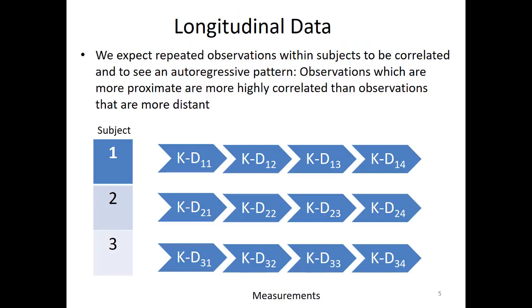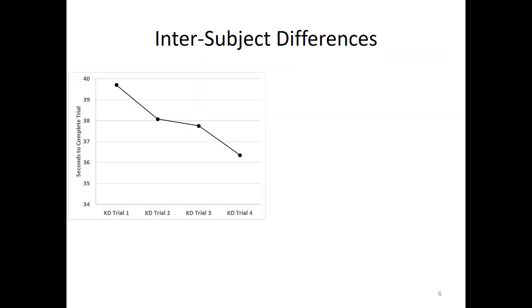Graphically, the analysis would look something like this. We have 3 subjects here. Each was measured 4 times. And in these types of studies, where the entire study took place in under an hour, we expect to see what's called an autoregressive pattern of correlation, where observations which are closer together are more highly correlated than observations that are further apart.